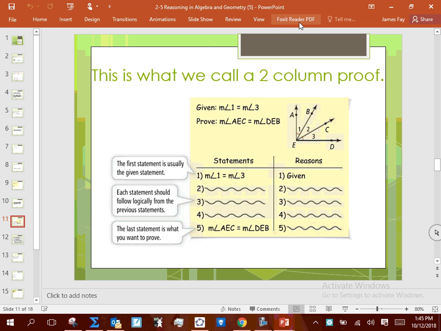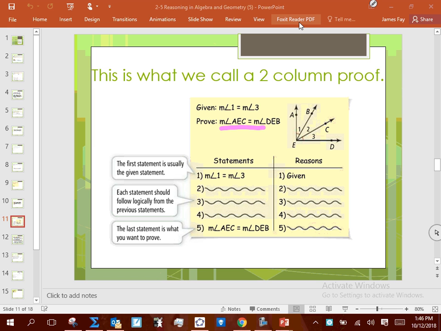The things in the columns, okay, the statements. The statements are going to be things that we are able to say are true. Okay, so here we know that angle 1 is equal to angle 3. That's true because it was given to us. Okay, so these are algebraic or geometric statements that we're going to fill in. If you read these, it says each statement should follow logically from the previous statement. Here it says the last statement is what you want to prove. Last statement should be that.